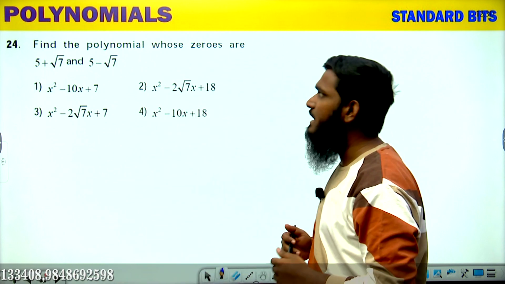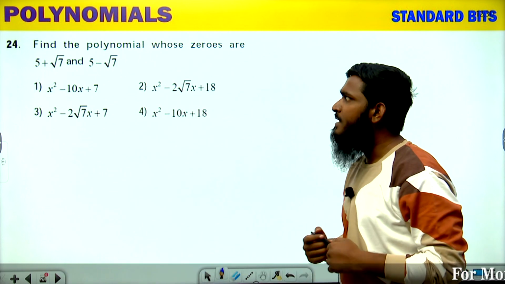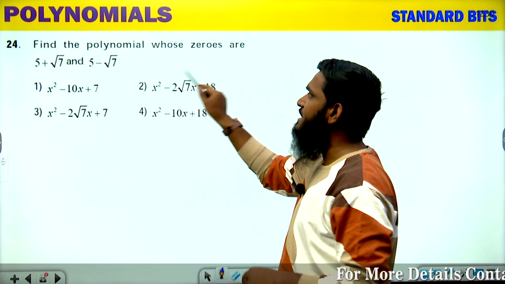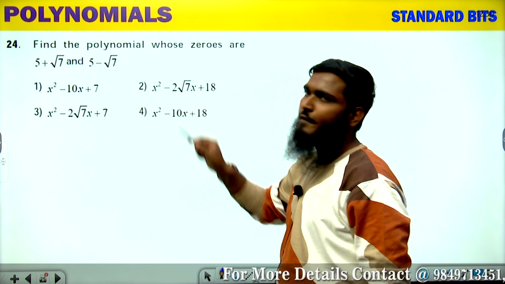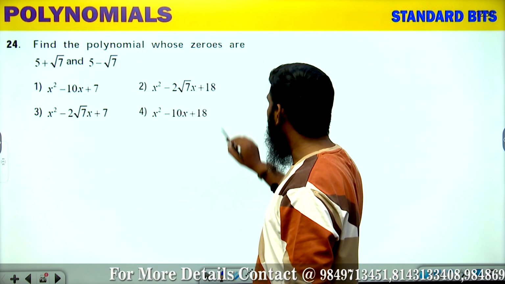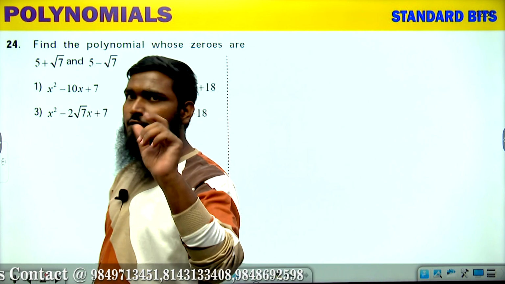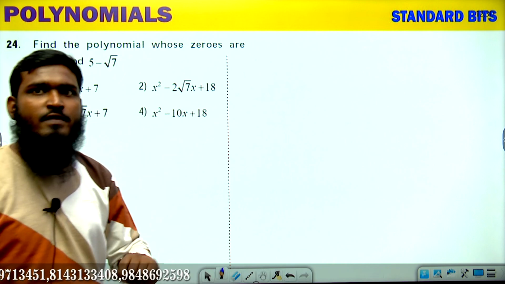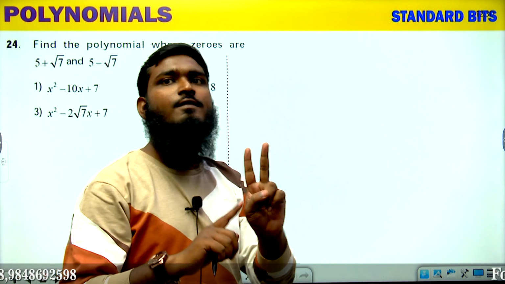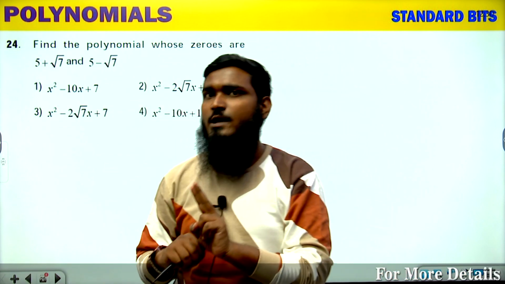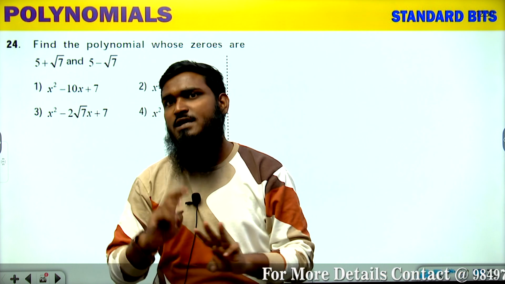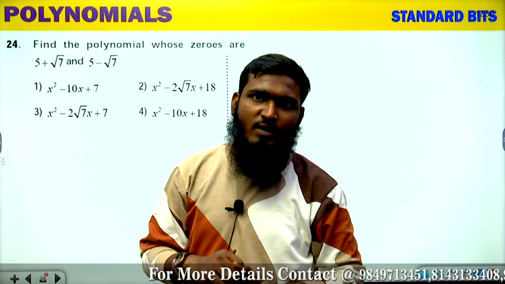Now let us continue the questions of polynomials. Find the polynomial whose zeros are 5 plus root 7 and 5 minus root 7. How many zeros are we having here? 2 zeros. I have already told you many times in our videos that whenever we have 2 zeros, it will be related to a quadratic polynomial. If you have 3 zeros, then it will be related to a cubic polynomial.